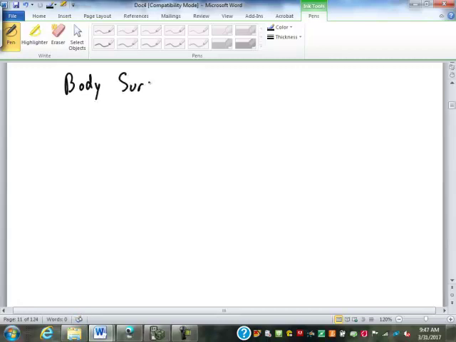Let's look at body surface area now. Body surface area, BSA, is not as simple to find as weight. You can't just throw them on a scale and convert the pounds to kilograms, or actually now most scales do kilograms anyway. Body surface area has to be calculated in some way. And to do that, we deal with height and weight.